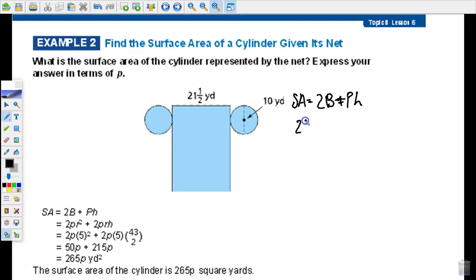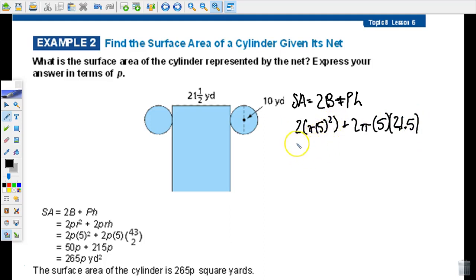So 2 times pi r squared. So pi, what is my radius? Half of the diameter. So it is 5 squared. Okay? Plus the perimeter is 2 pi r, 2 pi 5, and then times the height, which is, I'm just going to do 21.5. 21.5.